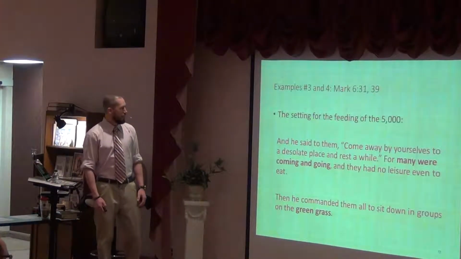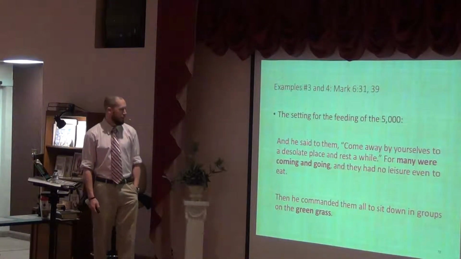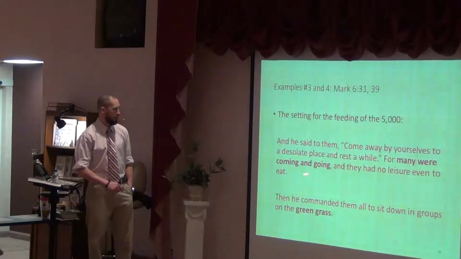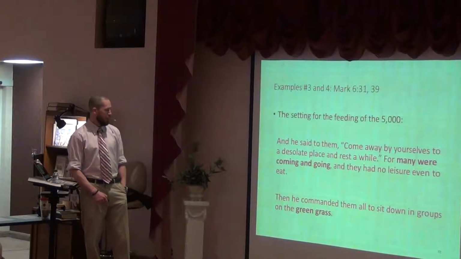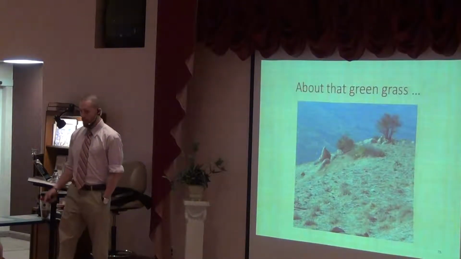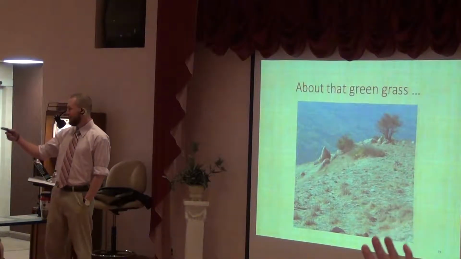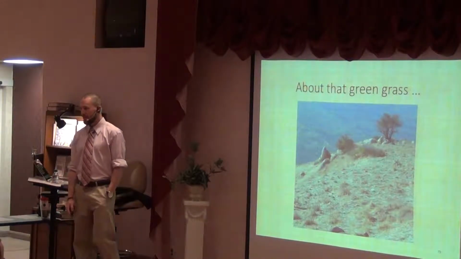This is a setting for the 5,000 in Mark. He said to them, come away by yourselves to a desolate place and rest a while, for many were coming and going. All right, many were coming and going. And then he commanded them all to sit down in groups on the green grass. So about that green grass. Anybody ever been to Palestine? Right? See a lot of green grass?